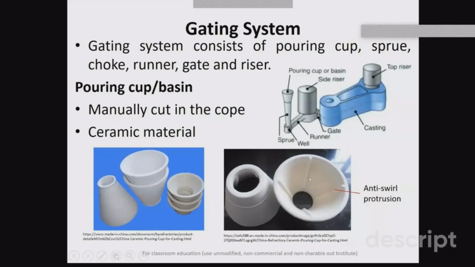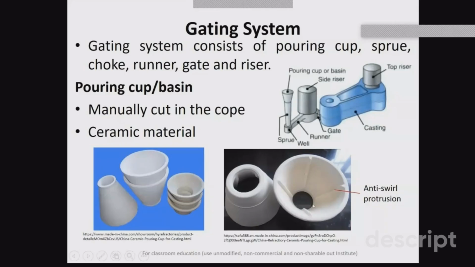It has been observed that many times, whenever you pour your molten metal into the pouring cup, you can see vortex formation. Due to that vortex formation, turbulence is created in the molten metal, and due to that turbulence, atmospheric gases can get trapped inside the molten metal. The vortex induces turbulence, and that turbulence can damage the sprue wall, runner wall, or mold cavity.